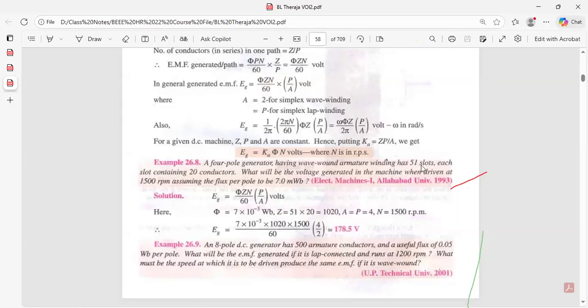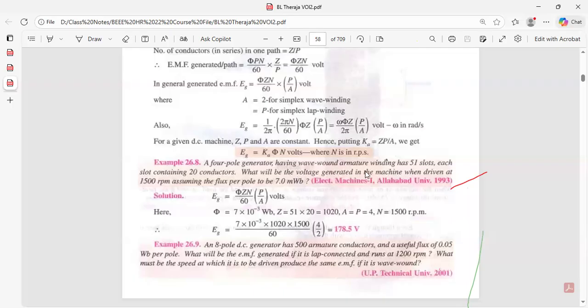It has 51 slots, each slot containing 20 conductors. Now, what is the value of Z? Z is equal to the number of slots into the number of conductors in each slot. Z is equal to 51 into 20. Now I know the Z value. Total Z is 1020 conductors on the periphery of the armature.